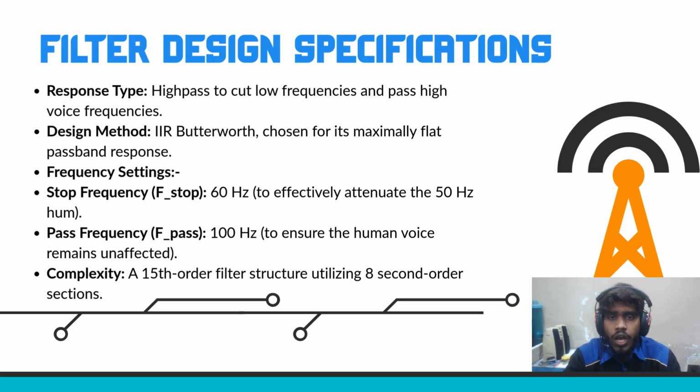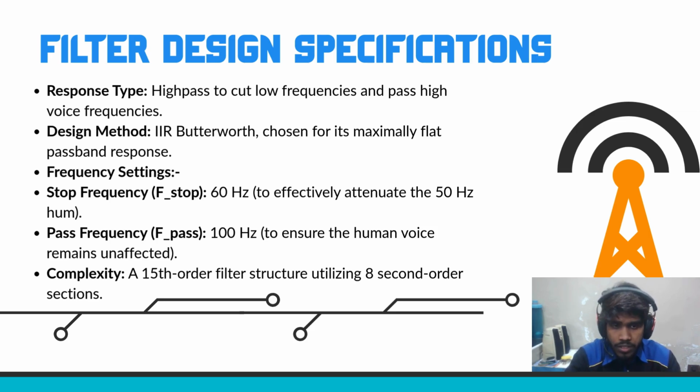We chose a high pass response specifically to cut out low frequency interference while allowing higher voice frequencies to pass through unimpeded. For the design method, we selected an IIR Butterworth. This is chosen for its maximally flat passband, meaning it won't introduce unwanted ripples or distortions to the voice.